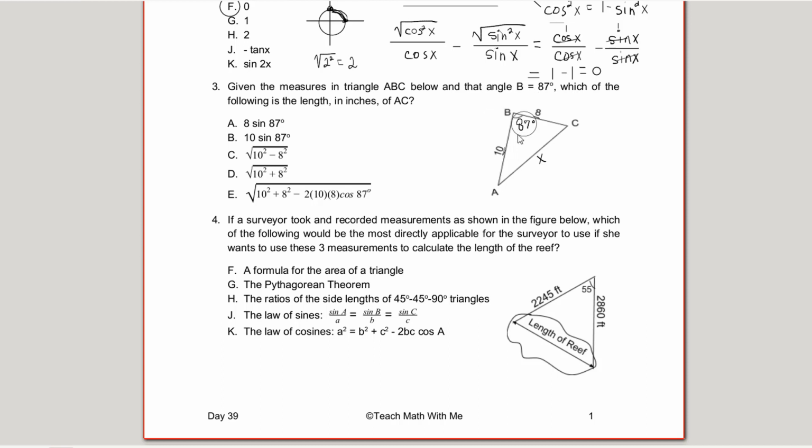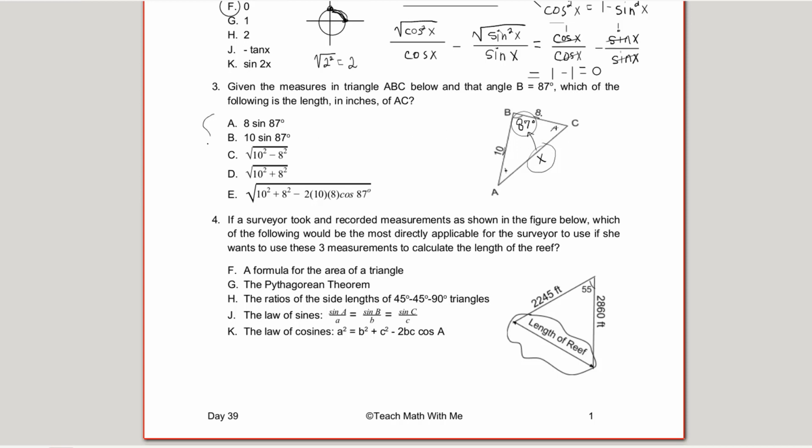The way that we can determine which one we're going to use depends on what data we are given. We are looking for the side length x, and we have the angle opposite that, and then we have these two other side lengths, but we don't have any other angle measures. To be able to use the law of sines, we would need at least one other angle measure that we could use to set up our proportion for the law of sines. So it looks like we're going to need to use the law of cosines here.